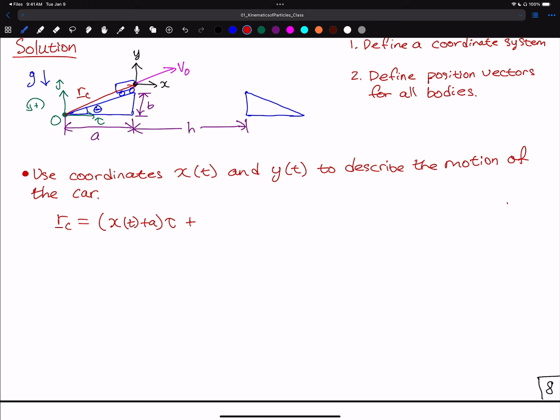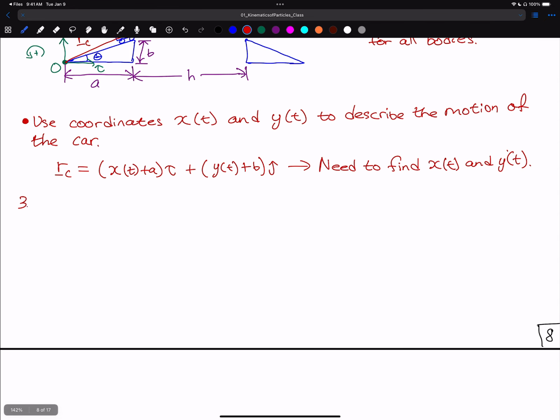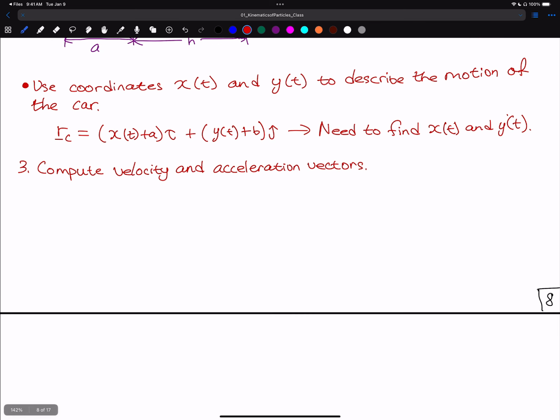Okay, that's what we're going to end up having to find. So our third step, after you compute the position vector, we're going to now compute velocity and acceleration vectors. We're simply going to take derivatives with respect to time here.